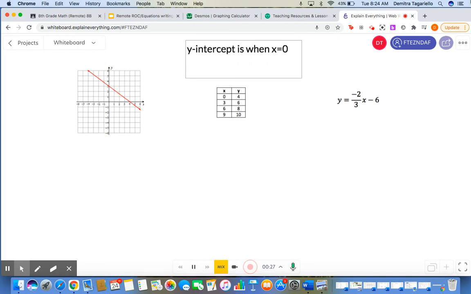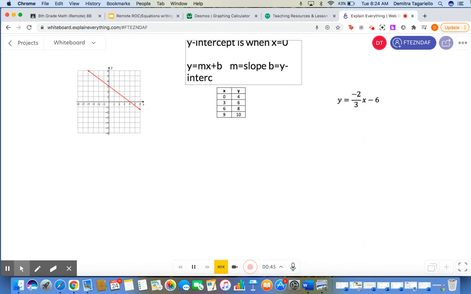In a linear equation, y equals mx plus b. Right? m is equal to the slope, and that b value is the y-intercept. Okay, important things to remember as we're working through here.